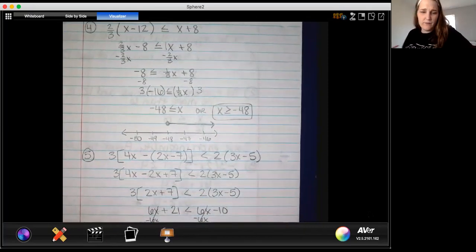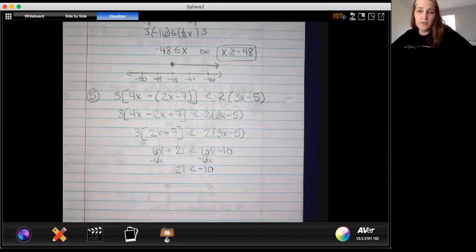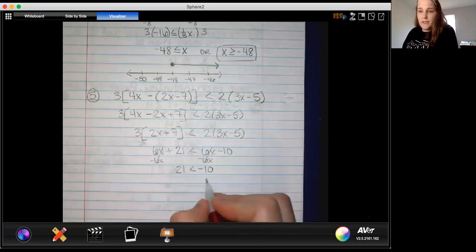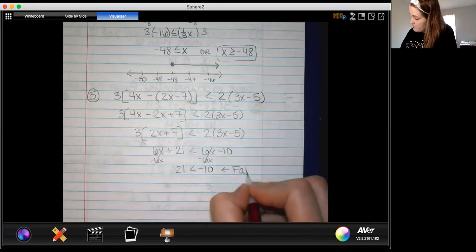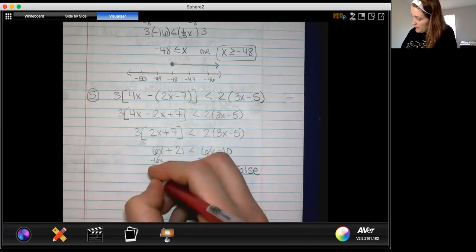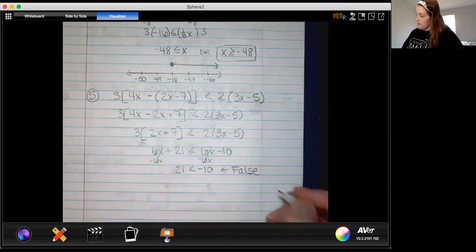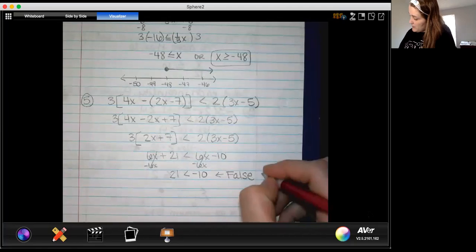Well, I don't have any variable to solve for because the variables cancel out. So the question I have to worry about is, is this a true statement or a false statement? Is 21 less than negative 10? No, that's false. So therefore, that means that it would be one of our special situations: never, always, or sometimes true. So therefore, this would be never true.